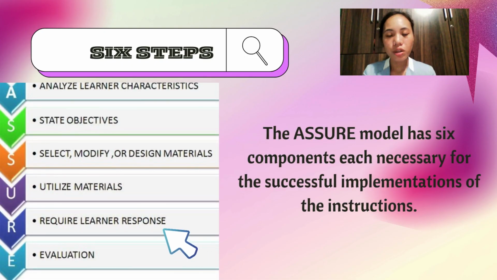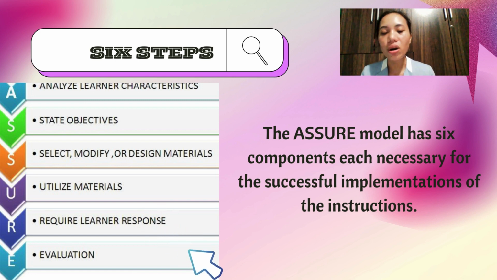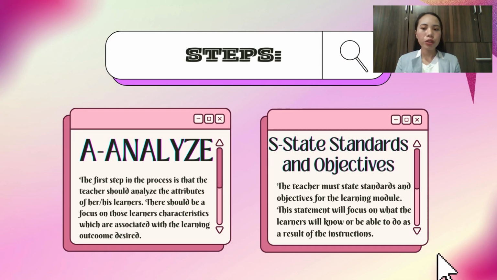So next, we have six steps. Each letter of Assure has a meaning, and the Assure model has six components or steps, each necessary for the successful implementation of the instruction. So first we have the letter A that stands for analyze. The first step in the process is that the teacher should analyze the attributes of her or his learners.